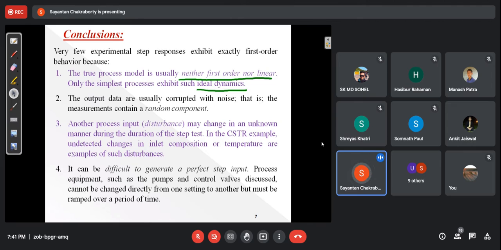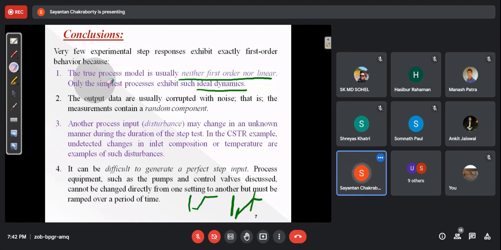It can also be difficult to generate a perfect step input. We are saying that we will change the process manipulated variable in a step. That means it should change instantaneously. For physical plants, where there are physical components such as pumps and control valves, it will be very difficult to move from one setting to another instantaneously. So it will never be a pure step. We cannot expect a step like this. It will be like a trapezoidal signal. It cannot change instantaneously. Rather, it will change with a slope. So this finite time will give rise to a ramped response.